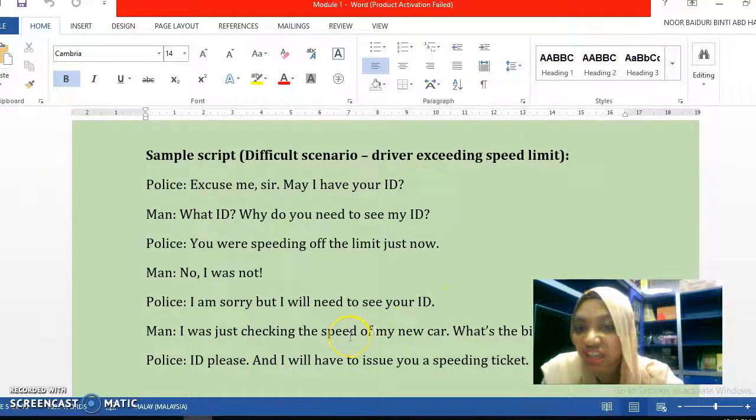I was just checking the speed of my new car. What's the big deal? ID please, and I will have to issue you a speeding ticket.